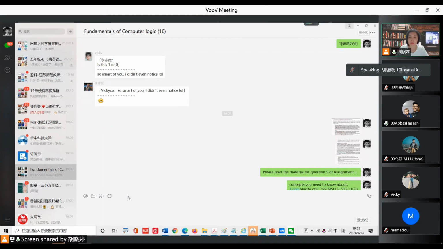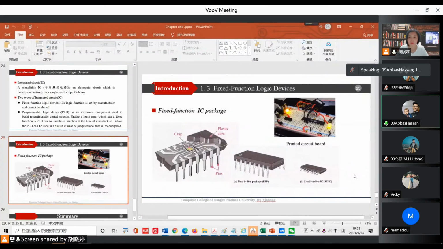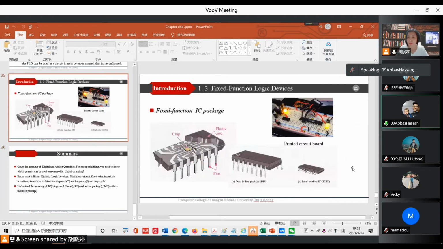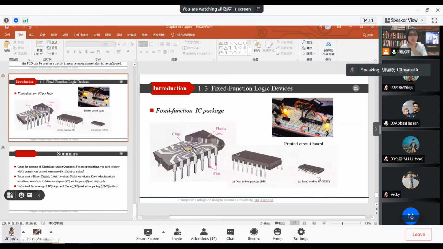What's your question? Teacher, the fixed function IC package devices, what are they most commonly used in? Commonly used in what part? For example, in which type of system? Commonly used fixed IC package? Yeah. In all the systems we will use this style of IC package, but now in the modern system we use this style. In computer systems? Yes.